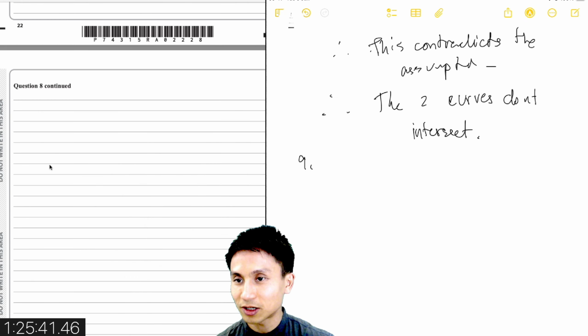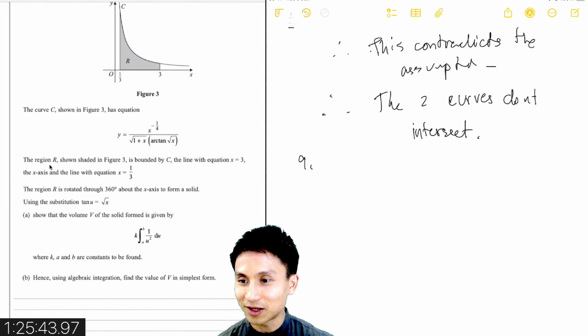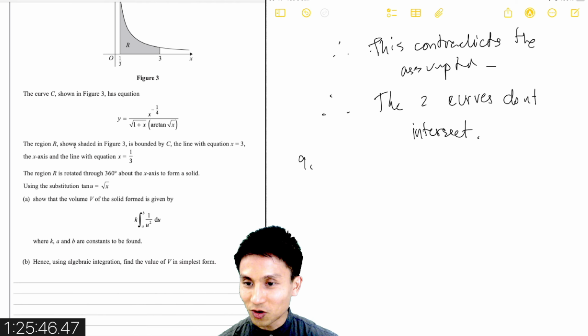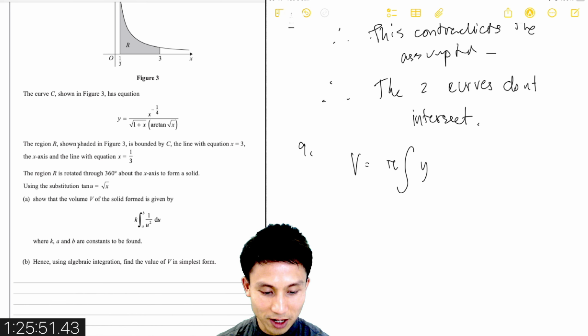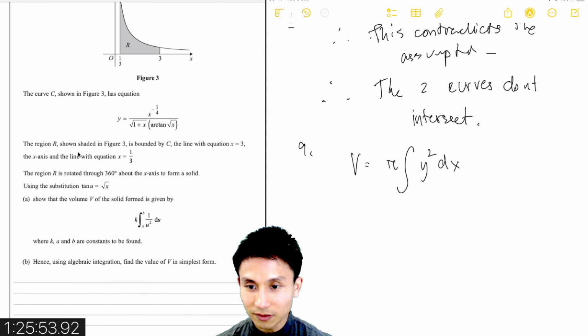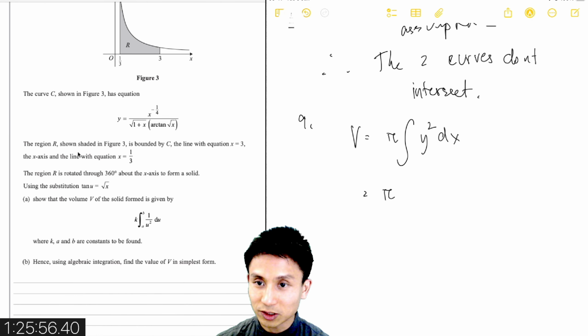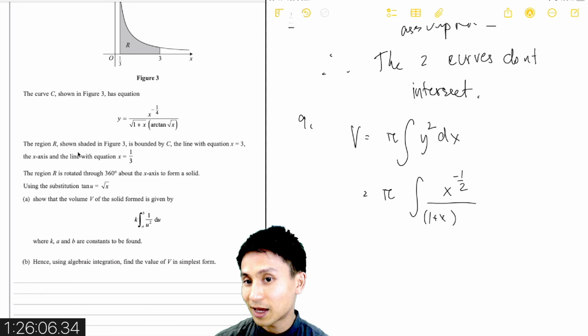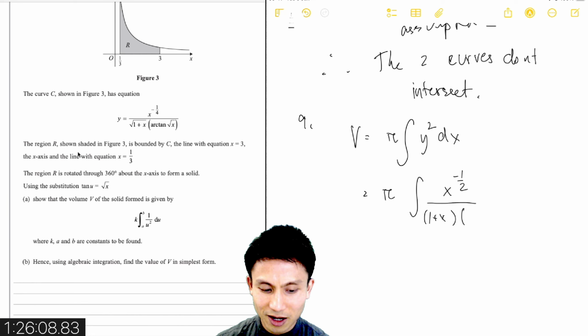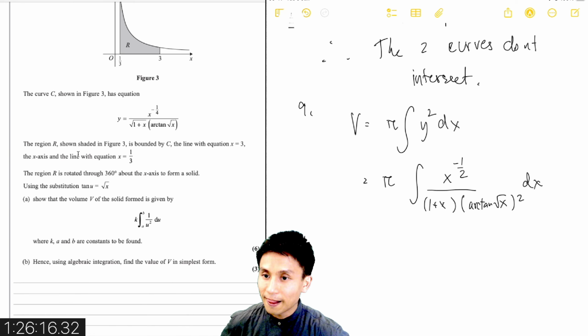And the last question, number 9. We still have number 9 to go, and it's quite a lot. Okay, so volume of the solid. Volume is pi integral y squared dx. So it's pi y squared there, so I get integral of x to the minus 1/2 on top, over, if you square everything, you get 1 plus x down there, and that is just squared of the arctan root x, whatever that is, just writing it down first.